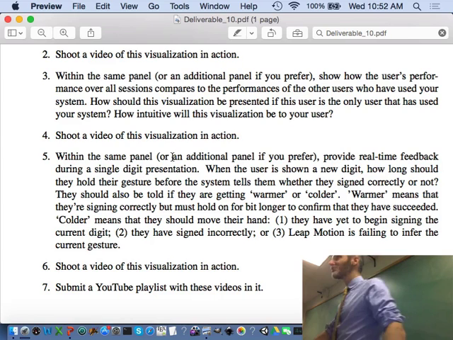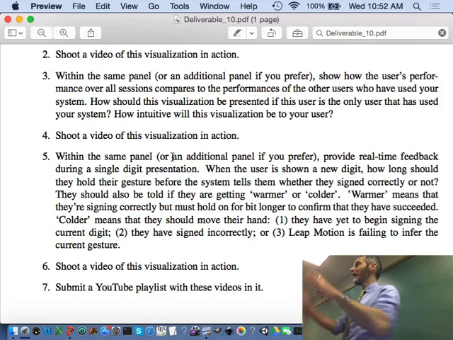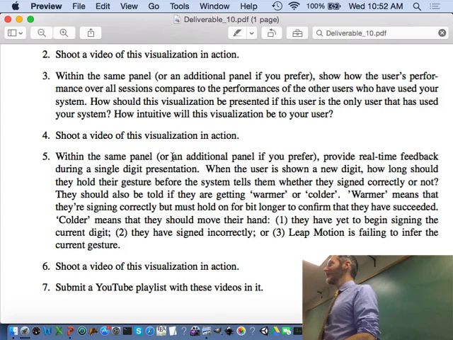The second visualization is a social visualization. How is the current user doing compared to other users that have used the system so far? So create some virtual accounts in your system. Maybe user 1 is not so good at learning ASL. User 2 is better at using ASL. And when user 2 is using the system, we can see in the visualization that user 2 is doing better than user 1. Again, you can do this in any way that you want.